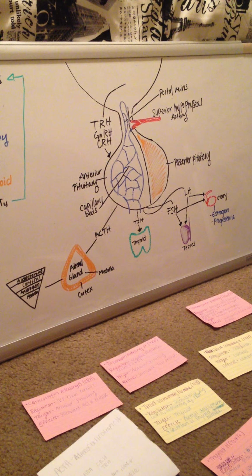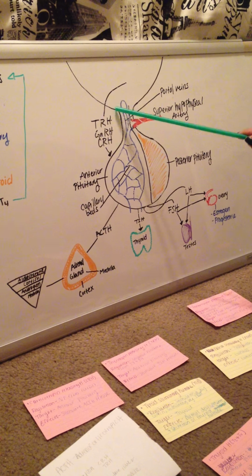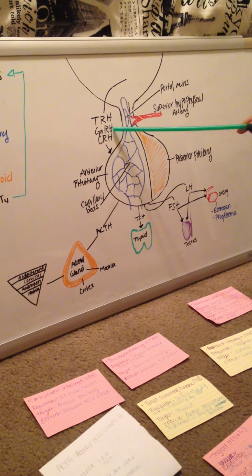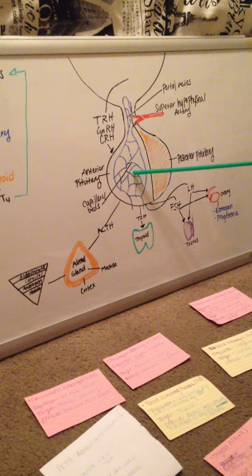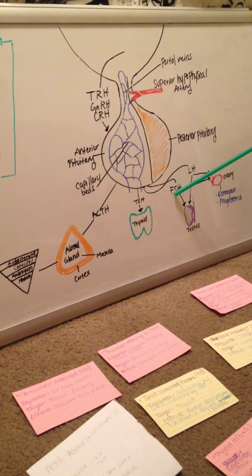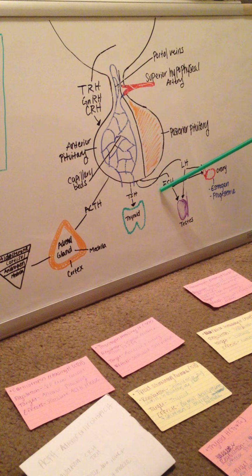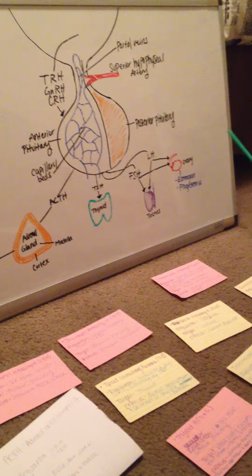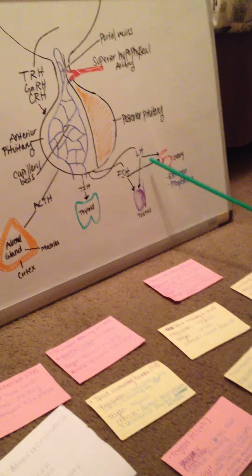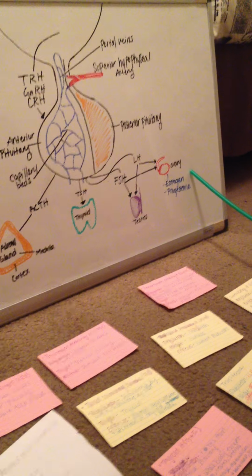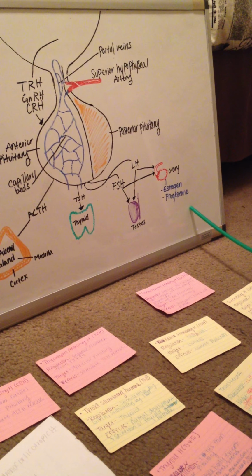So an example of this would be the gonadotropin releasing hormone, whose target tissue is the anterior pituitary, which then makes luteinizing hormone and follicle stimulating hormone, which target the testes and the ovaries. And they make both, but it goes to either one depending on gender. The ovaries then produce estrogen and progesterone.